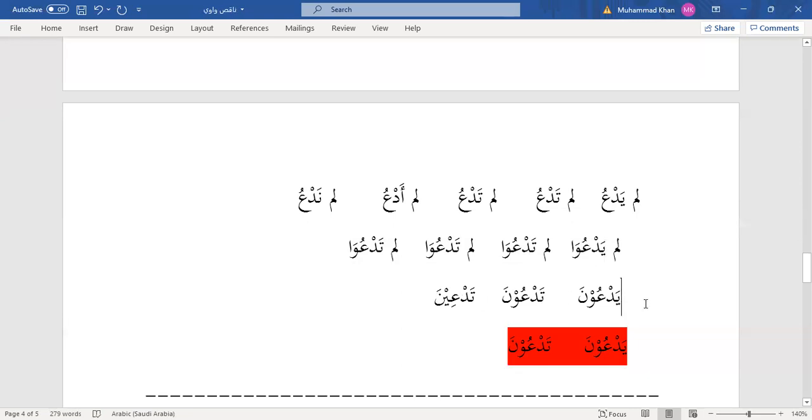So yad'una here, then we have again the use of lam, and then again lam. So here the noon gets dropped, we know, but when we use lam, the noon gets dropped, and here it will also get dropped as well. So lam yad'u, lam tad'u, and lam tad'i. And this is anti lam tad'i, you didn't call, or you didn't pray.